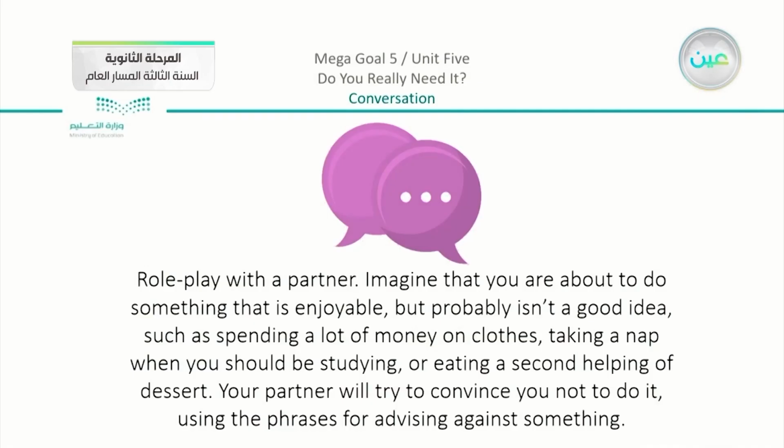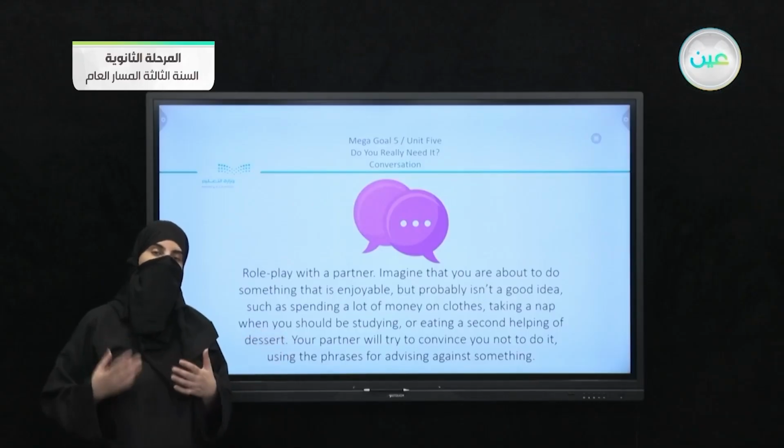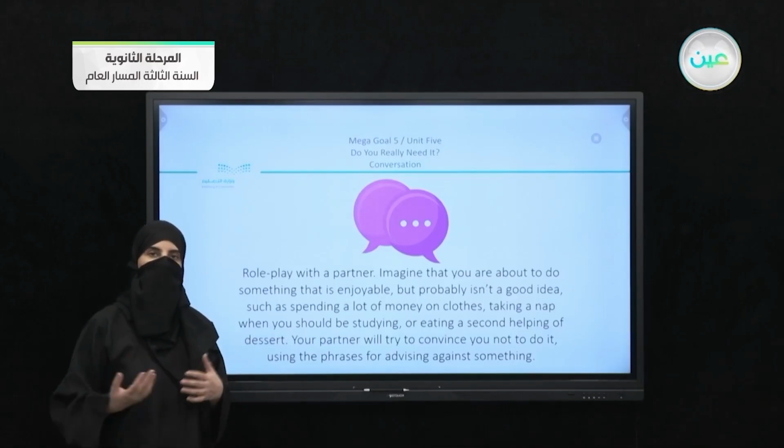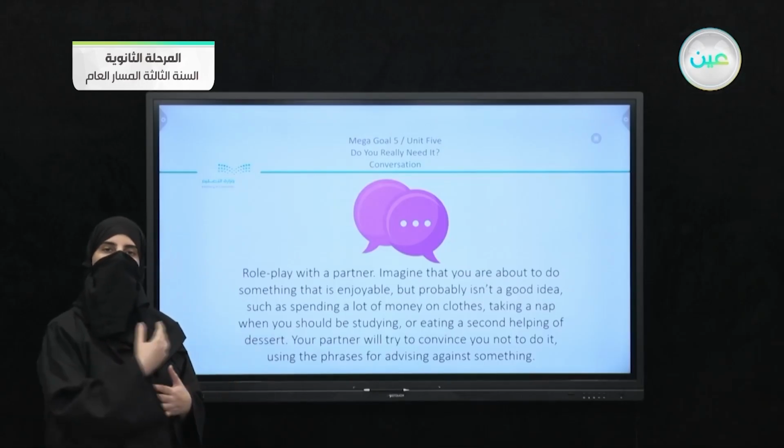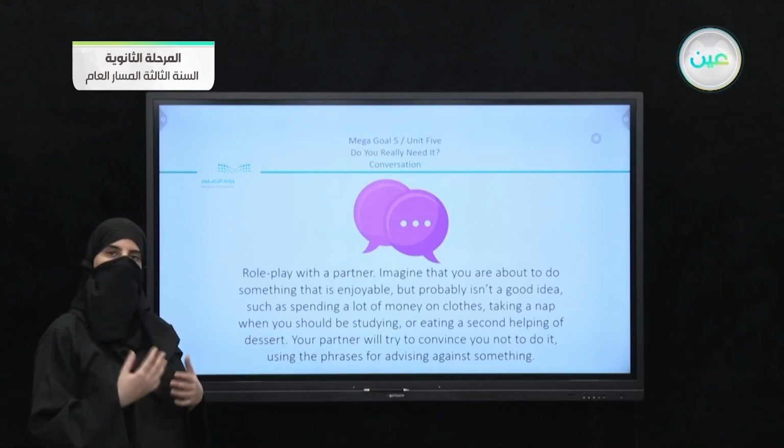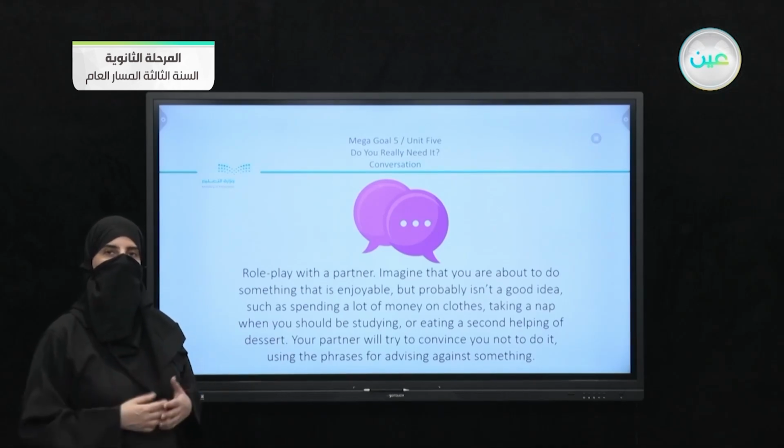So you are asked to role play with a partner. Imagine that you are about to do something that is enjoyable, but probably isn't a good idea, such as spending a lot of money on clothes, taking a nap when you should be studying, or eating a second helping of dessert. Your partner will try to convince you not to do it using the phrases for advising against something. Here you can see that there are some options. You can also relate to other incidents or actions. You can role play with a friend or a classmate, and one of you will give the advice and the other one will receive it.